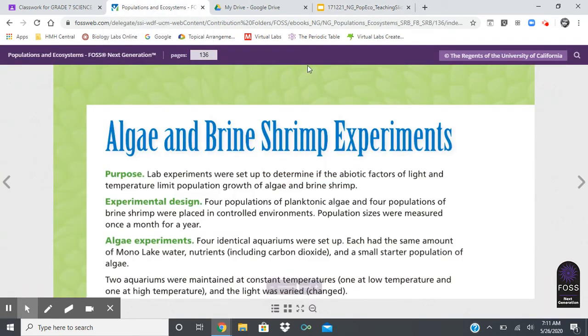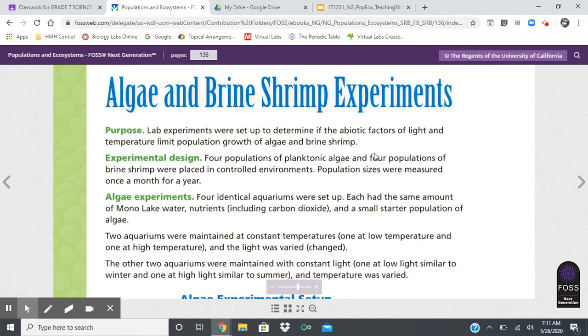So what we want to do, this link that you'll be able to click will take you to this. These are literally the pages from our FOSS-Web book. And they'll tell you all about these experiments. They set them up because they wanted to determine, they focused on two things here we're going to see. They wanted to know if the abiotic, the non-living factors of light and temperature, limited population growth.